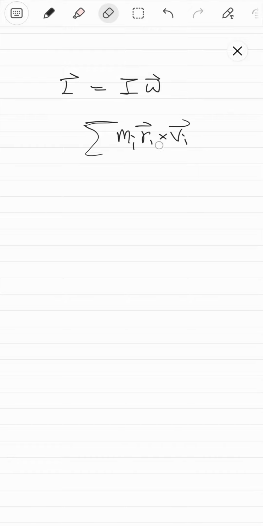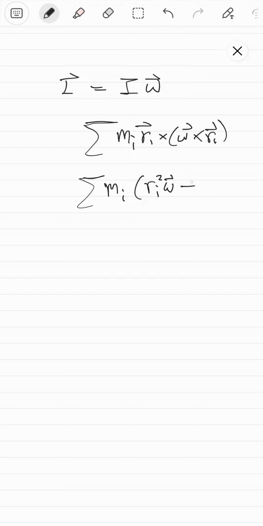And now for this particular case, you can always write vi vector as omega vector cross ri vector. So this can be written as mi, and then you got ri squared times omega vector minus ri vector dot omega vector times ri vector. In most cases that you will see in the usual physics that you might come across, right?